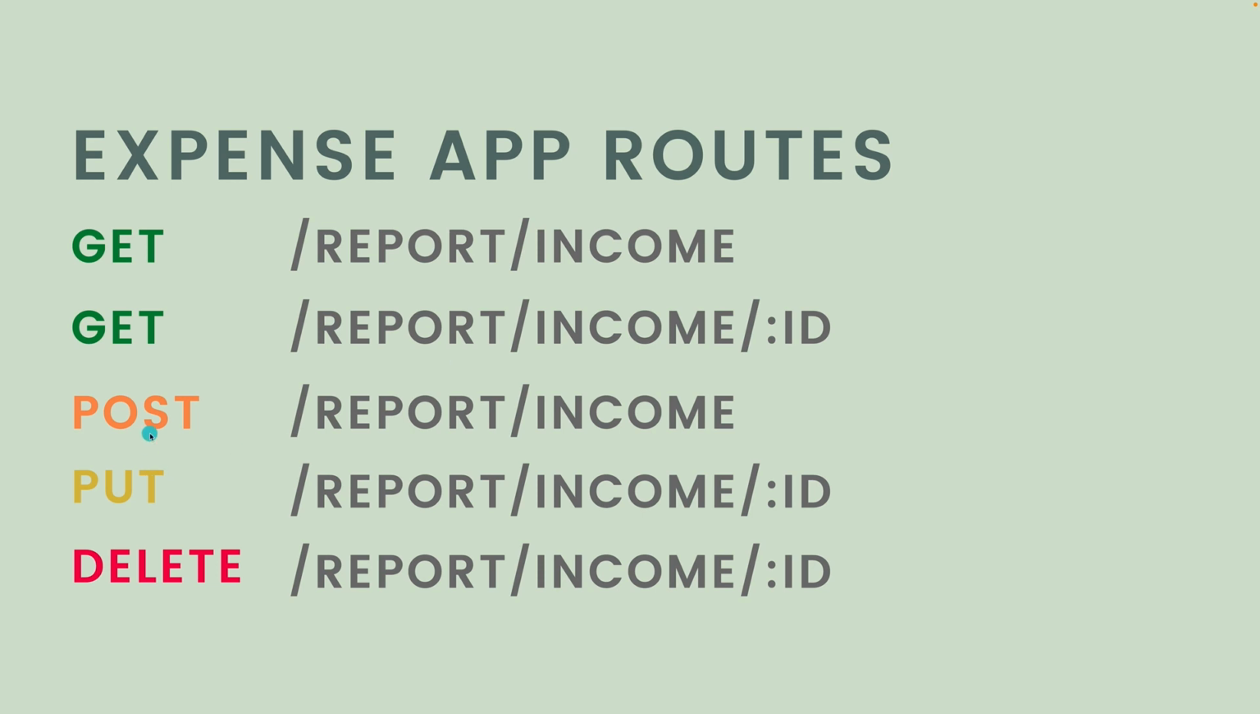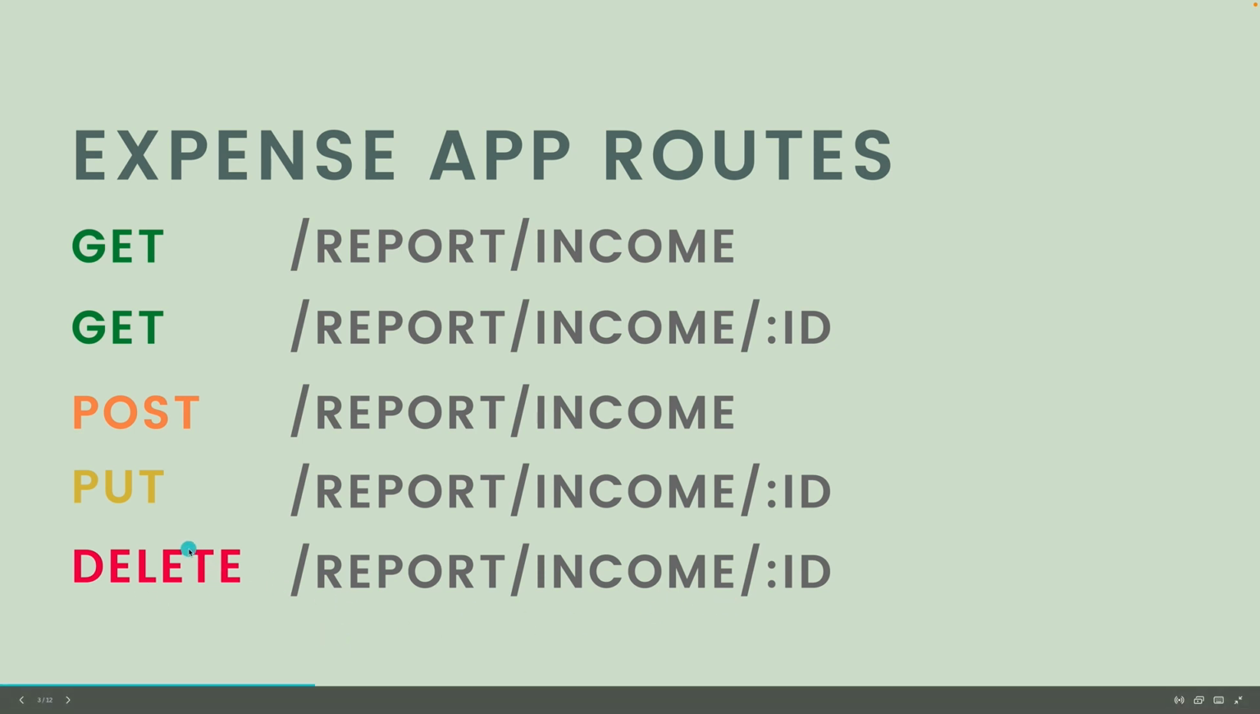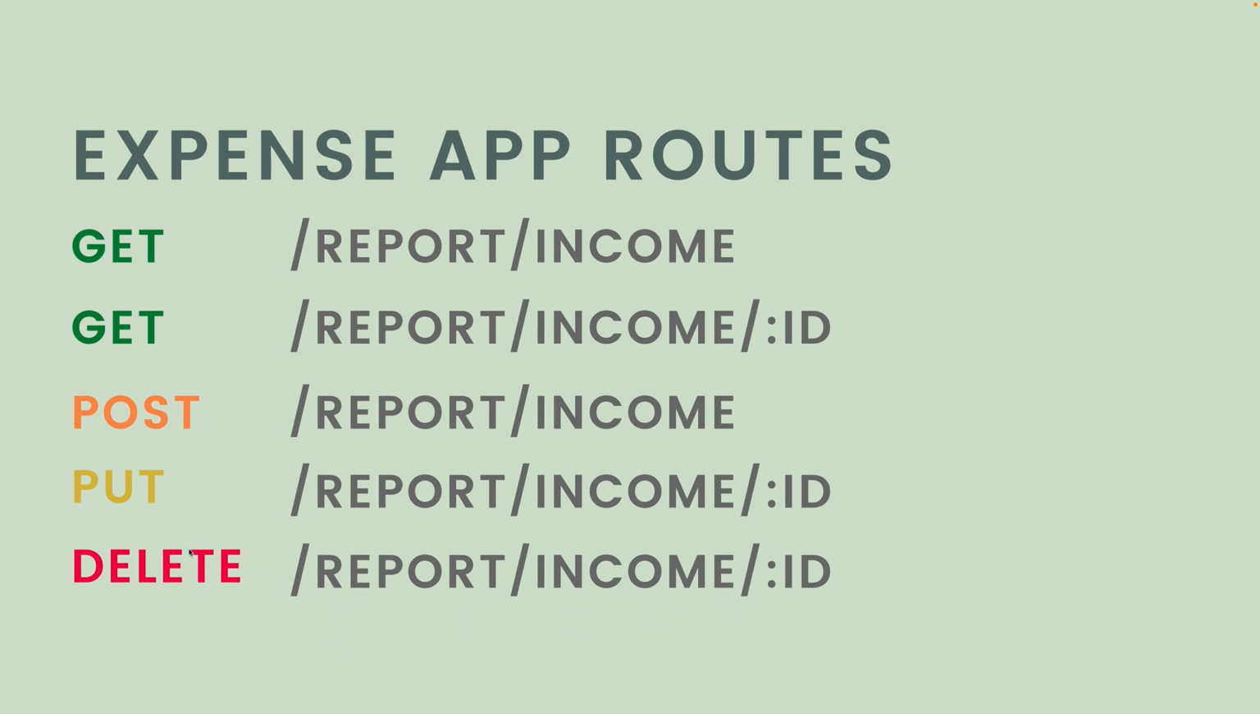And then over here we have a POST request to /report/income. This will allow us to create an income report. And then over here a PUT request to /report/income/ID. And this of course is going to be a dynamic ID, and we'll talk about that later. But this is going to allow us to update an income report. And then over here we have this endpoint for deleting an income report. So I hope this makes sense to you. This is just basic REST principles.